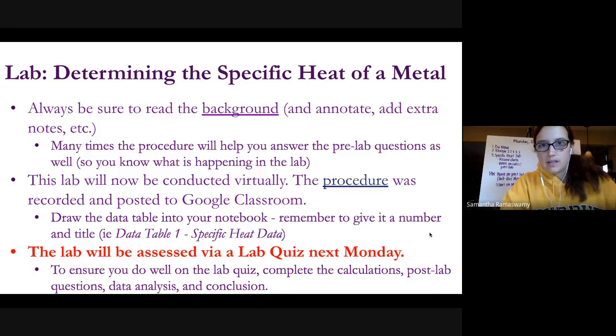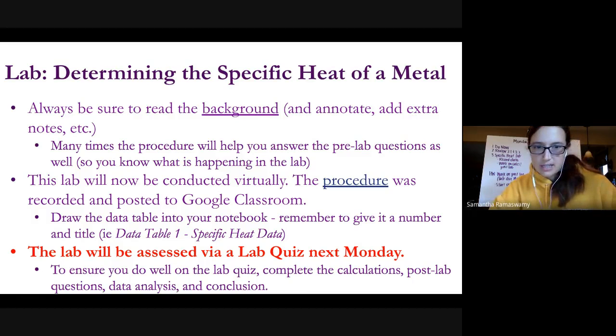So imagine it's an open note quiz with your lab. It's just a quick way to get your lab graded and back to you. So just imagine your lab is going to be your notes for this open note quiz. But to make sure you do well on the lab quiz, just make sure that you know how to do the calculations, you understand the post-lab questions.